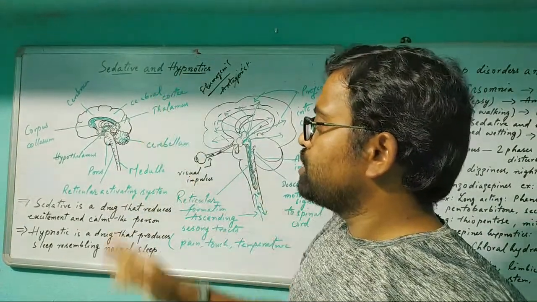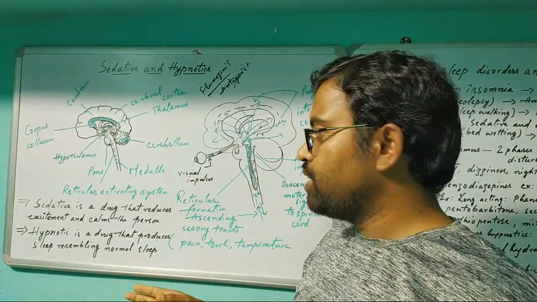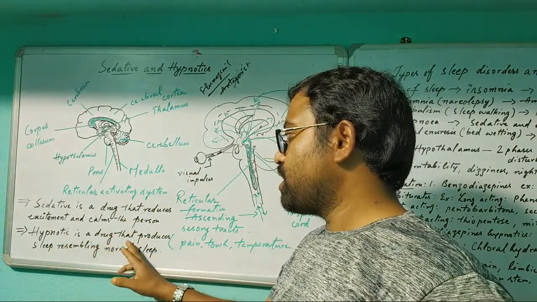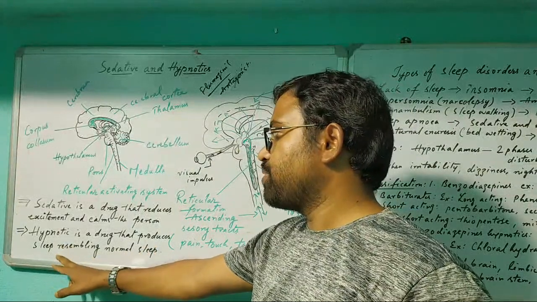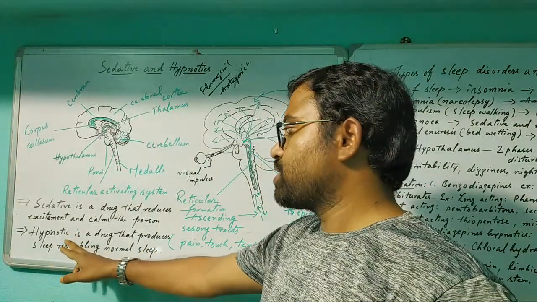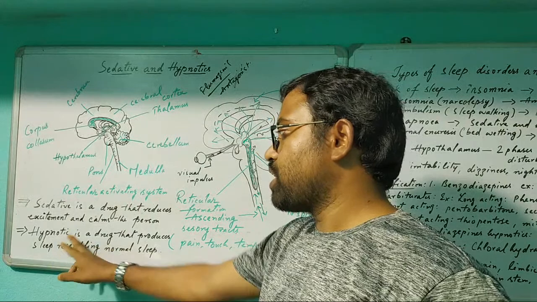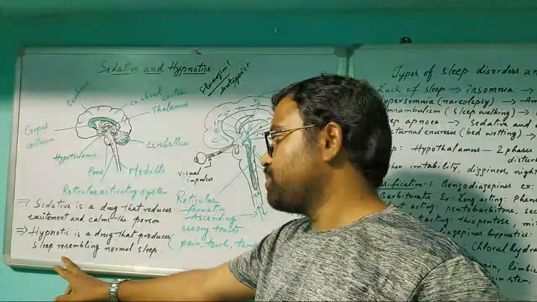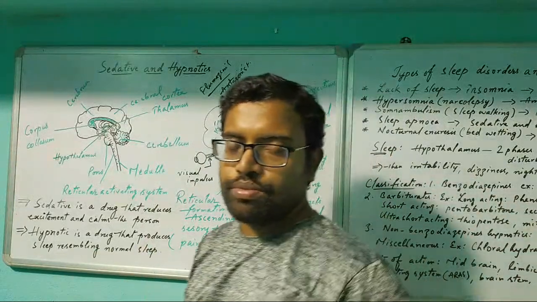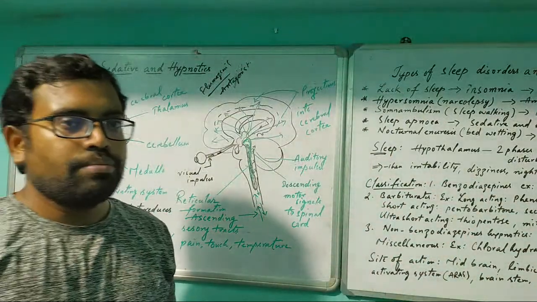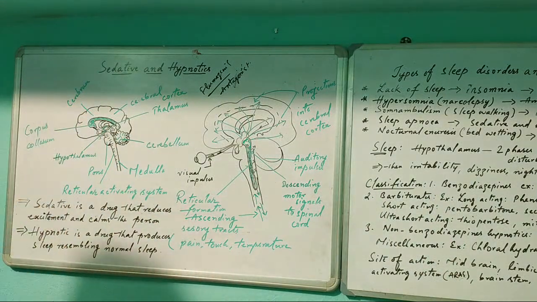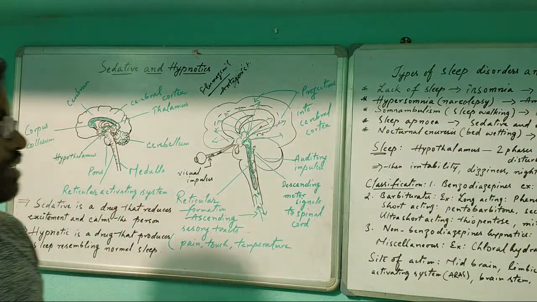Then hypnosis means lack of sleep and drowsiness. So a hypnotic is a drug that produces sleep, resembling normal sleep. If somebody is not getting sleep because of irritability or anxiety, these two types of drugs are given.